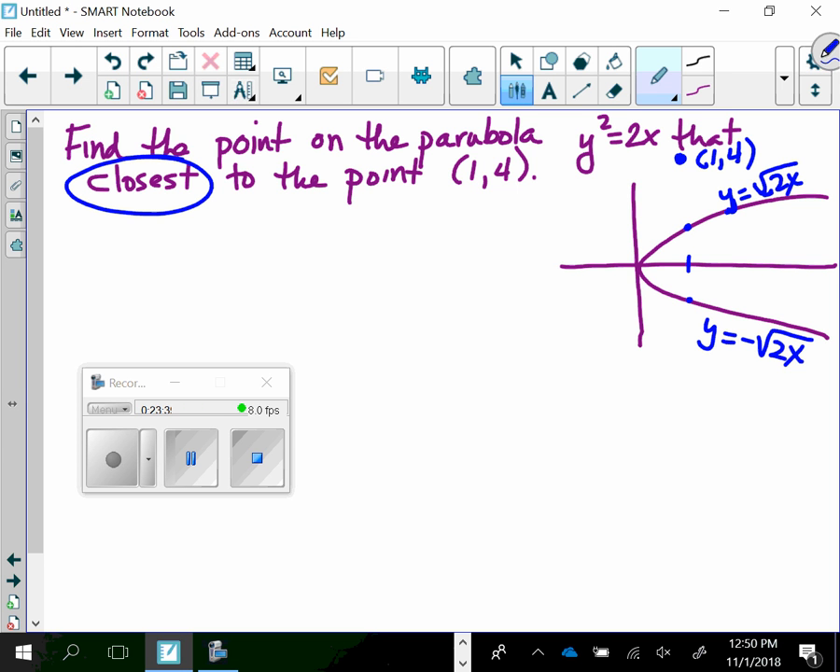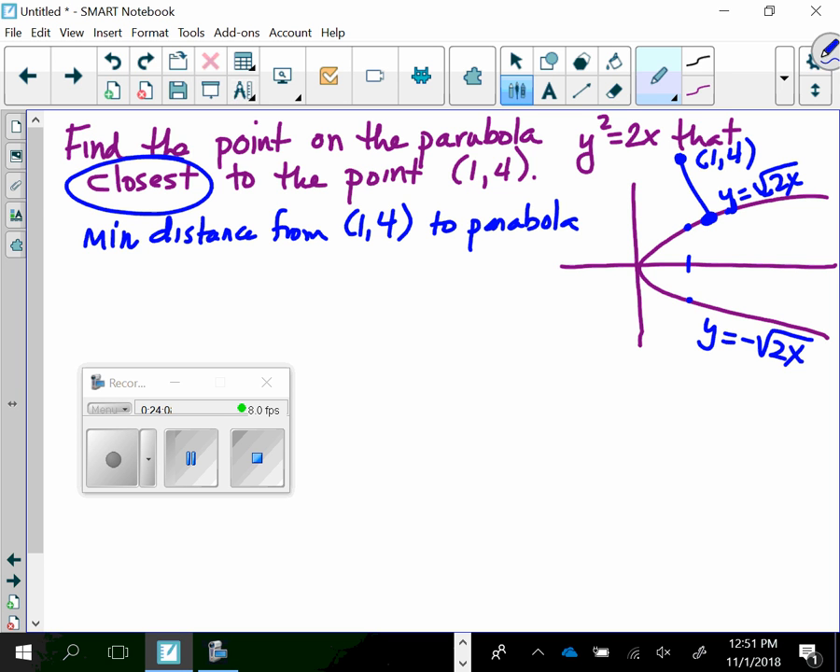That's my extreme word. What does that mean? A minimum or maximum? Minimum. What are we looking for then? Minimum what? Distance from 1, 4 to the parabola. Okay. So let's just say it's that right there.